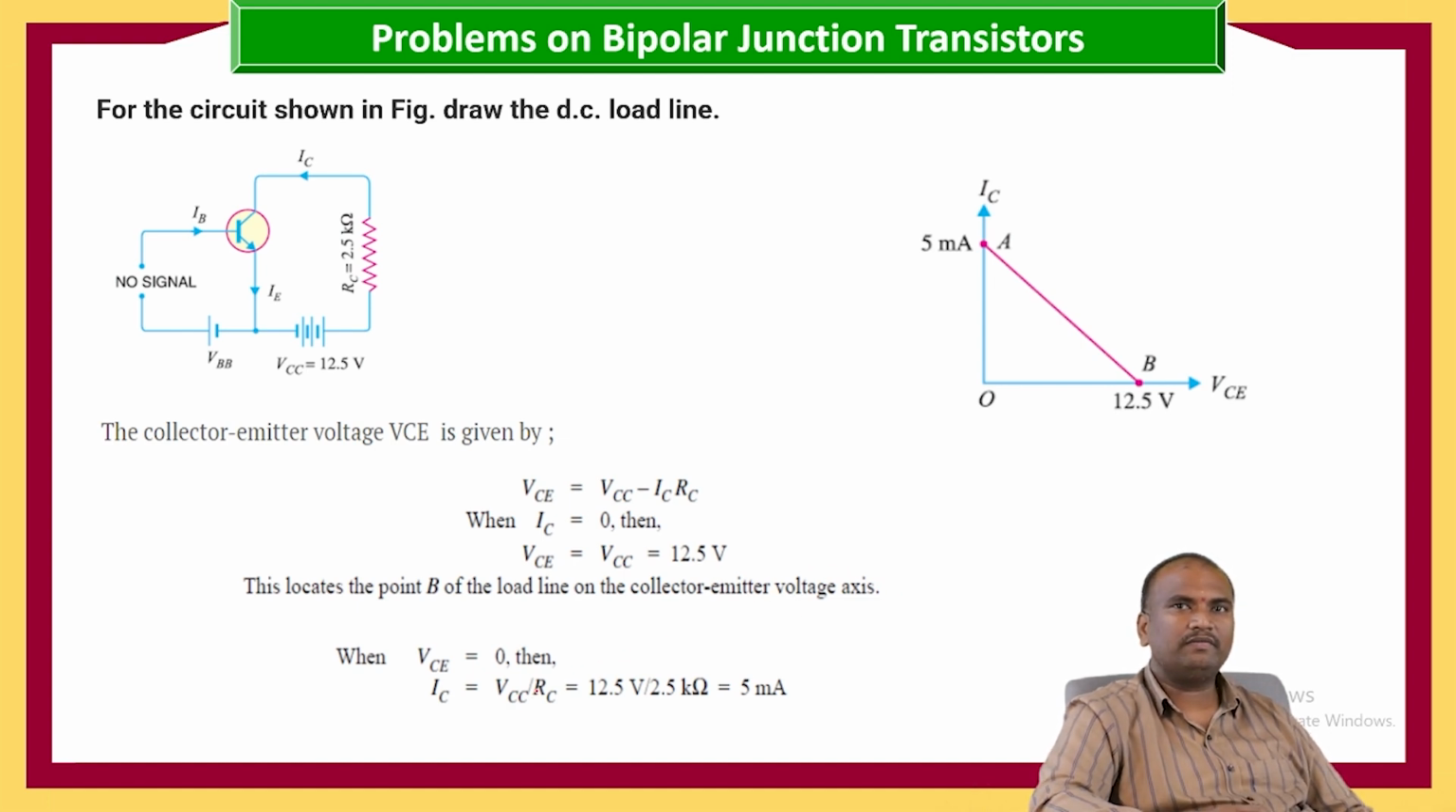That is, when VCE is equal to 0, then IC is equal to VCC by RC, that is 12.5 by 2.5 kilo ohms, that is equal to 5 milliamperes.